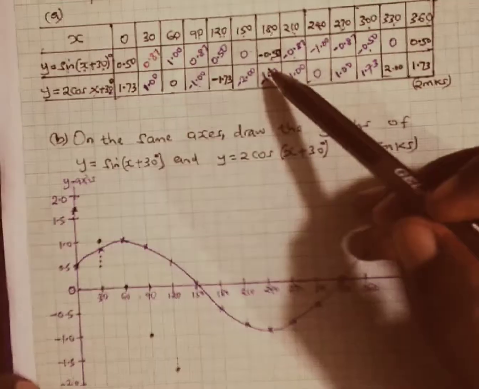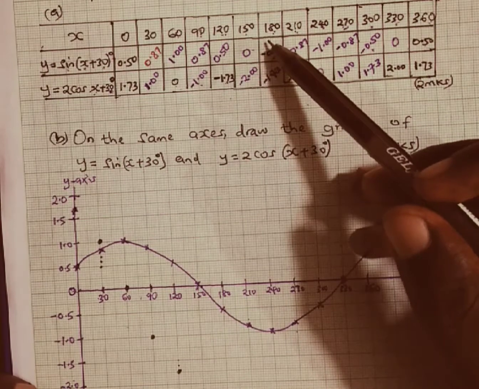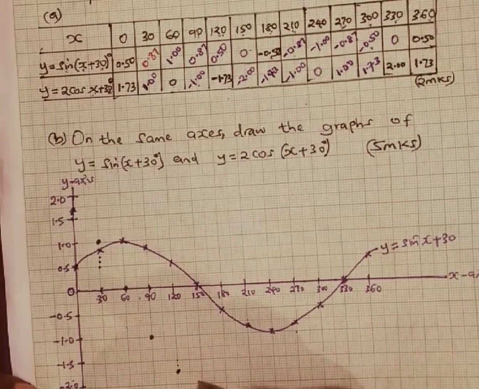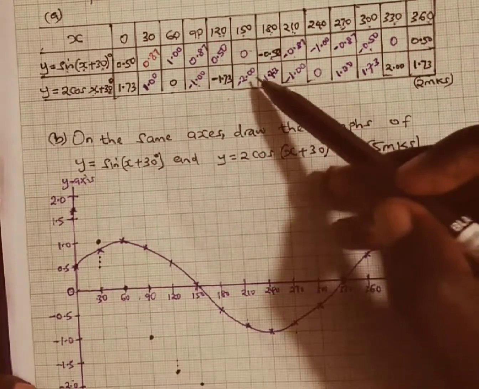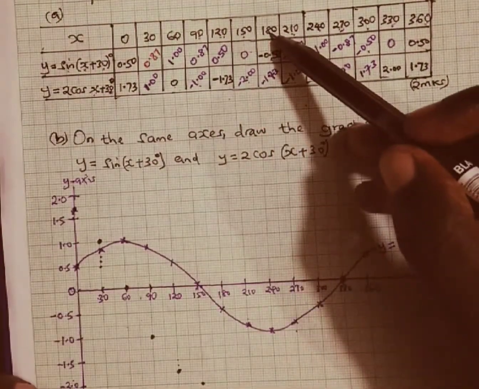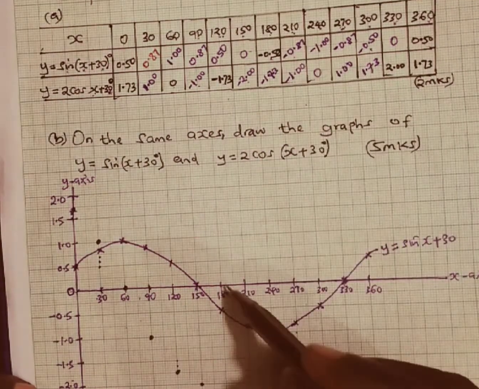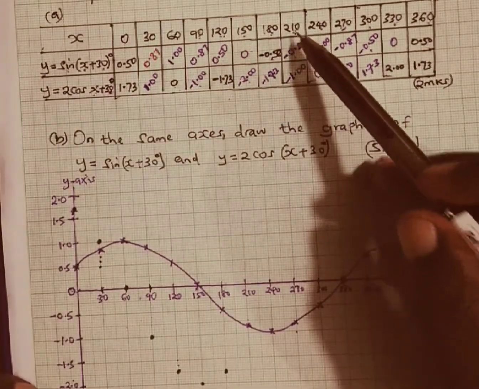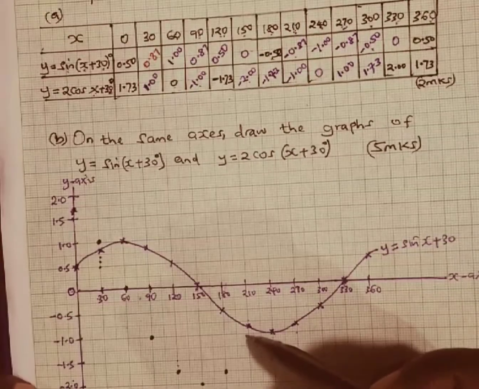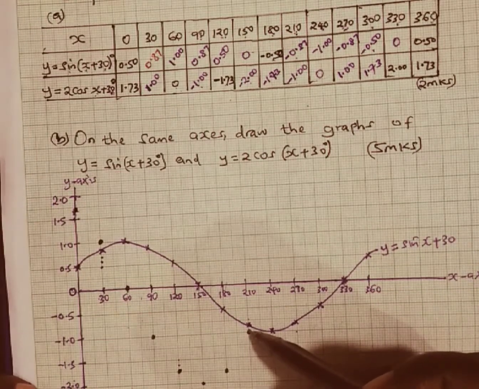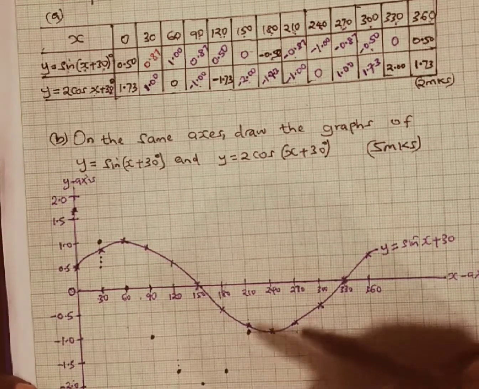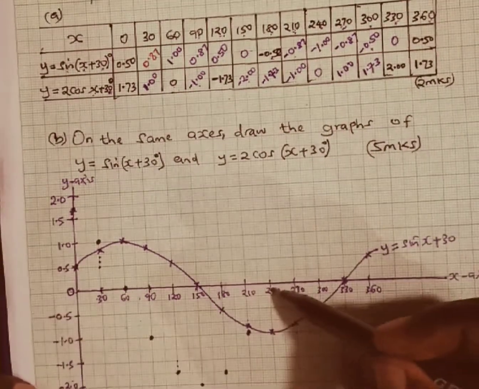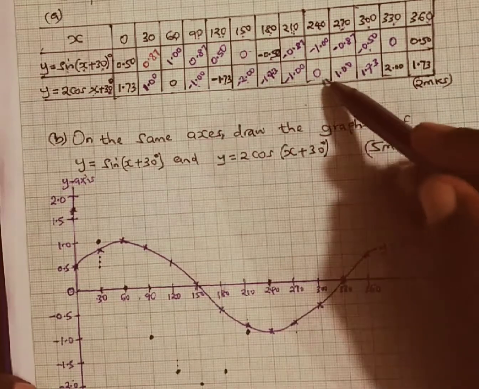And when the value of x is 150, this one, the value of y is negative 2. And when x is 180, this one is 1.87. And when it is 210, it is negative 1. And when the value of x is 240, the value of y is 0.